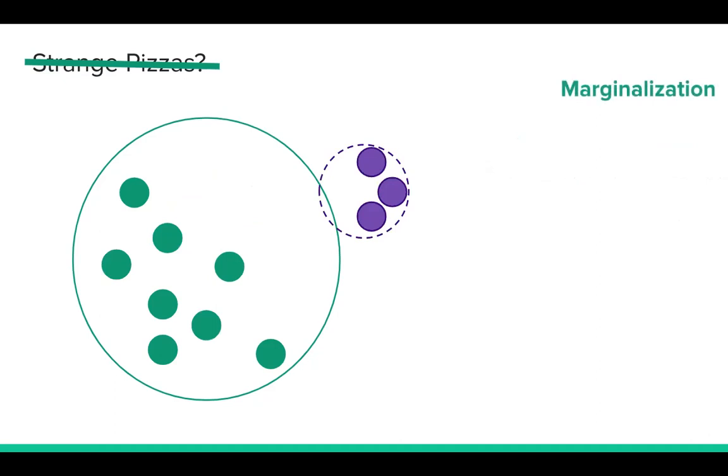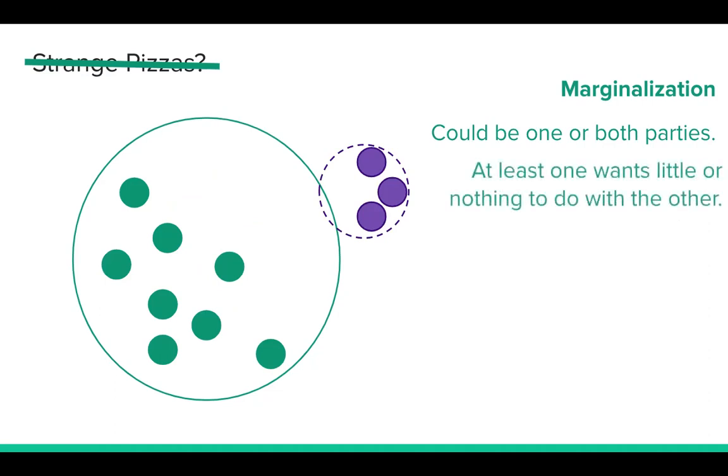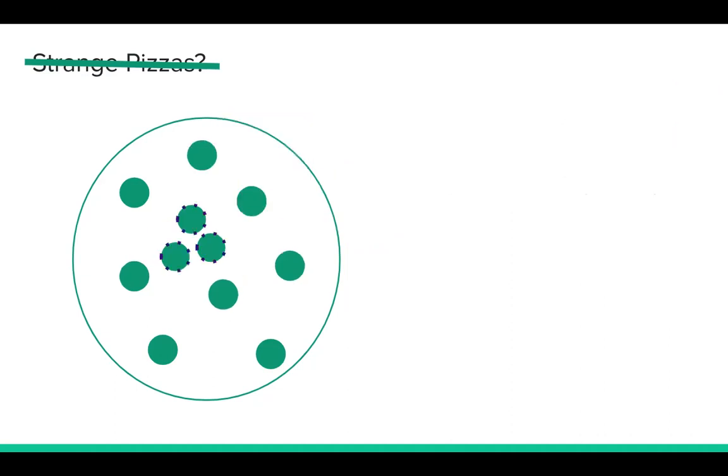So anyways, this is marginalization. And so this is a more extreme version. This could be, again, one or both parties. This is kind of actively moving away from each other or putting up walls, whether they be physical, legal, or otherwise, and so social, I guess. So at least one party wants little or nothing to do with the other. Again, sometimes it is both.